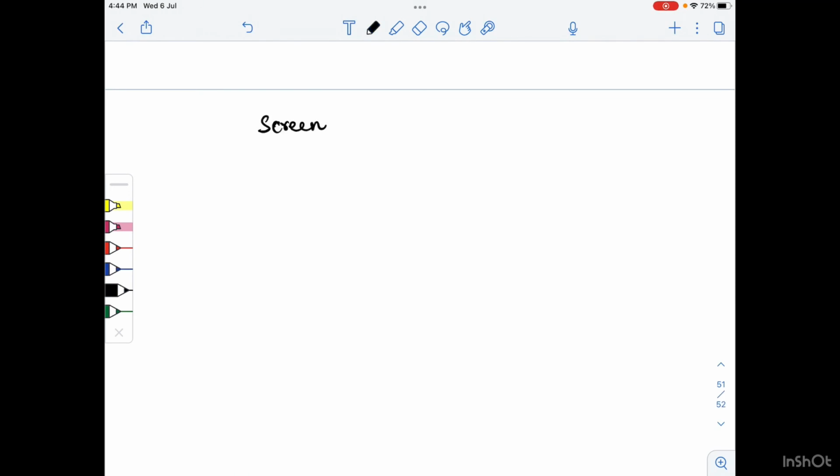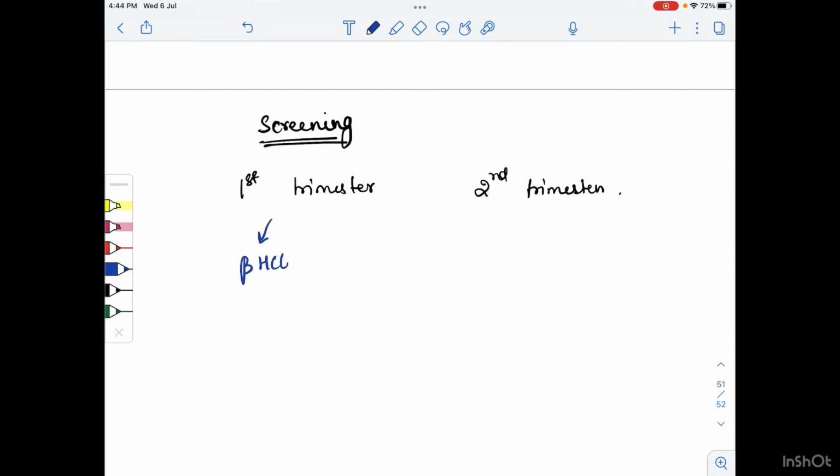For the screening, if the mother presents in the first trimester, then what are we going to suggest, and if she presents in the second trimester, what screening test do we have to do? So for the first trimester, the screening tests will be beta HCG and the other one, that is PAPP-A. And for the second trimester, we have to suggest the triple scan.